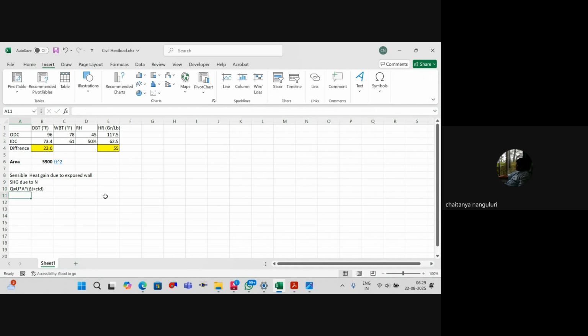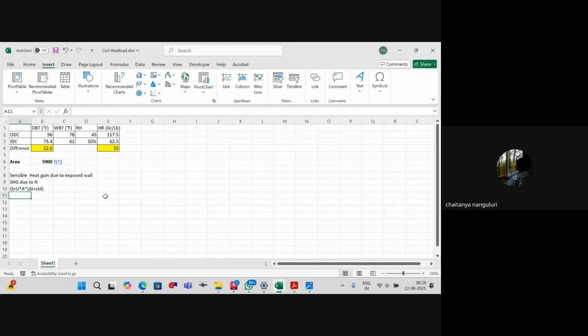You made a note yesterday, or do you want me to illustrate everything again here? Not required, right? Okay, yesterday we already had a discussion. U factor is nothing but the coefficient we discussed yesterday: the amount of heat transfer per unit cross-section area per unit time per unit temperature difference. A is your area. Delta T is the equivalent temperature difference, and CTD is correction in temperature difference.